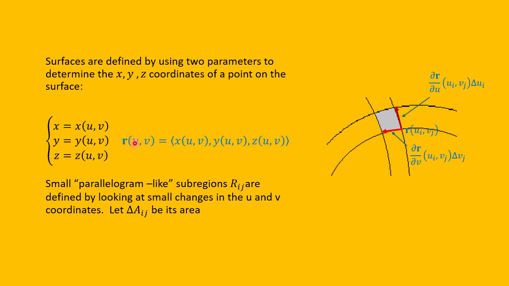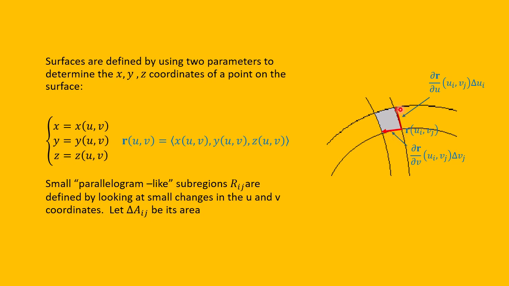When we map a small rectangular region from the uv plane into three dimensions as we have here, assuming that we have continuity conditions on the derivatives and so forth, it will map into a region here that looks like a parallelogram. And in this case, if we start at this point right here, which we'll think of as the position vector r at u sub i, v sub j, we can find two vectors that go along the two sides of this little subregion here.